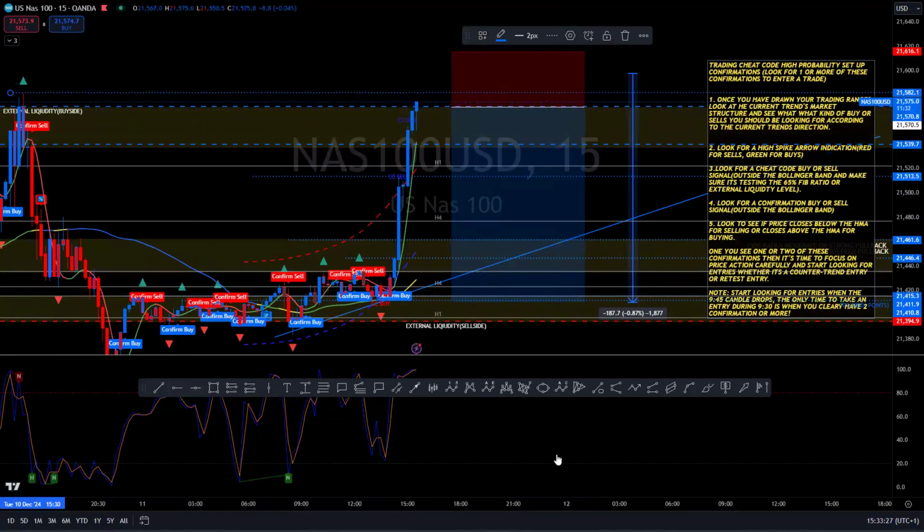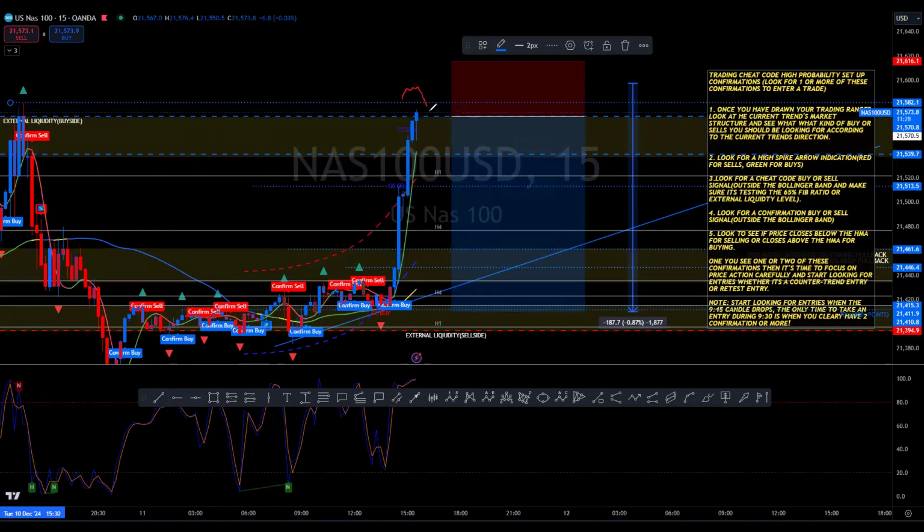Once price passes this line, then I'm looking for the next candle to go below this line, and back down to the investment area. That's what I'm looking for.